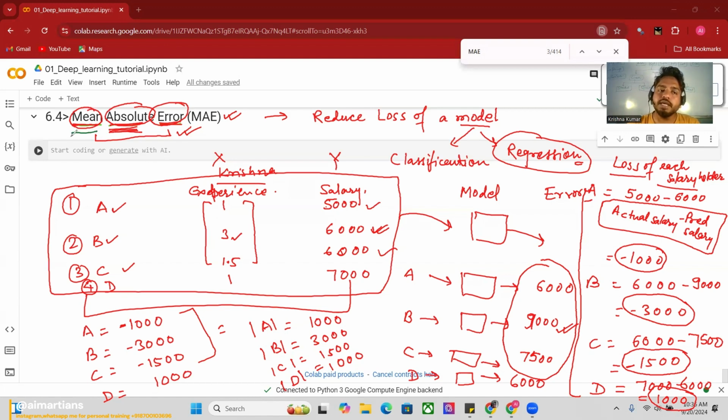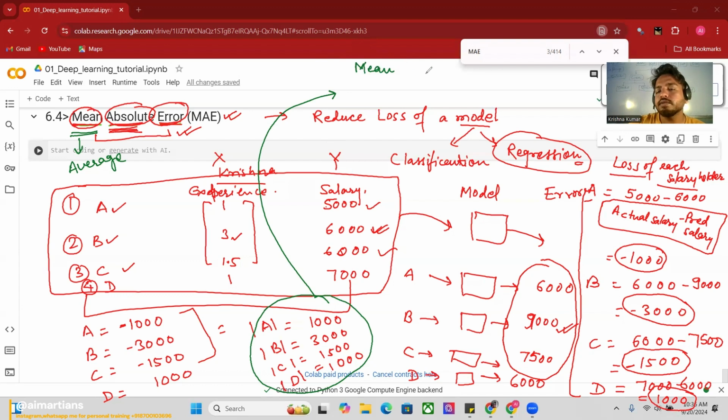Now, the last portion is that we have to calculate the mean. Mean is also known as average. There are 3 types of mean: arithmetic mean, geometric mean, harmonic mean, but I'm talking about the normal mean here. Let me clean the screen, I don't have space. Now these 1000, 3000, 1500, and 1000, each person is making some loss, right? So I want to calculate the mean of these. To calculate the mean, we add all the values and divide by the total number of individuals.